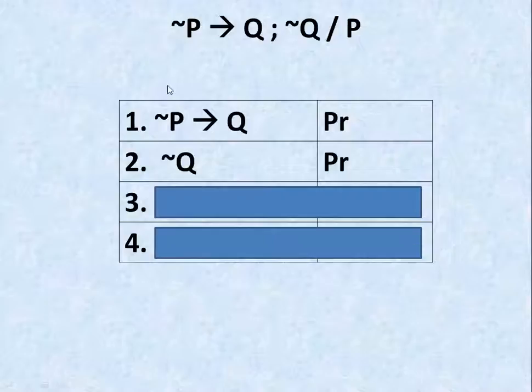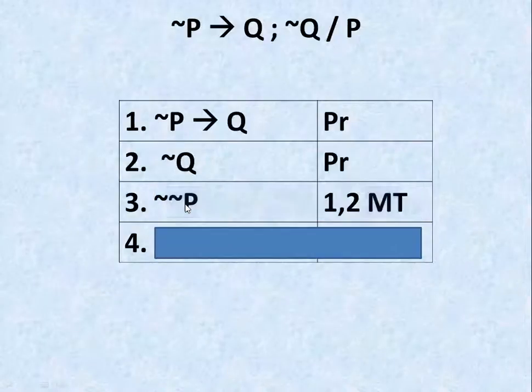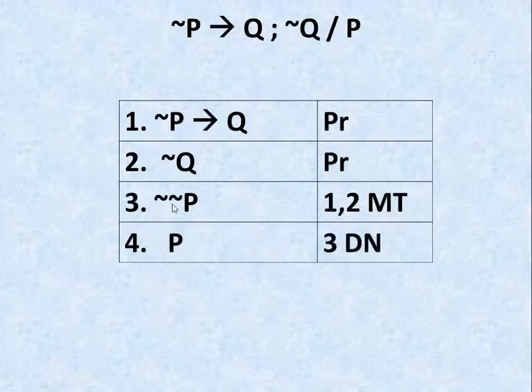Here's your first example where you don't have the steps or the reasons, so you have to come up with the way to get it yourself. Try pausing, try figuring this one out, and then watch. All right, if this, then that. Not that, therefore not this. So not the not P. That's modus tollens. I'm supposed to get P, therefore I'm going to use double negation on step 3 and actually get P all by itself.